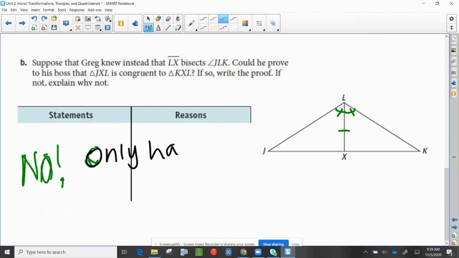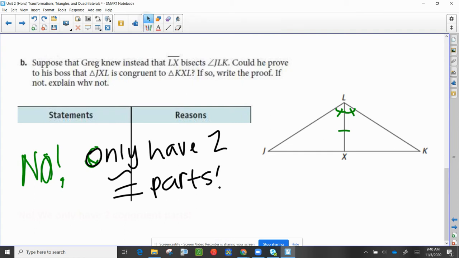We only have two congruent parts here, so we cannot prove congruence yet. We would either need another side. We'd have to know about JK, that those sides are congruent. Or we would need another angle. We'd have to know that angle JXL is congruent to angle KXL, something like that. So we would need another congruence in order to prove it. So make sure you always have three.